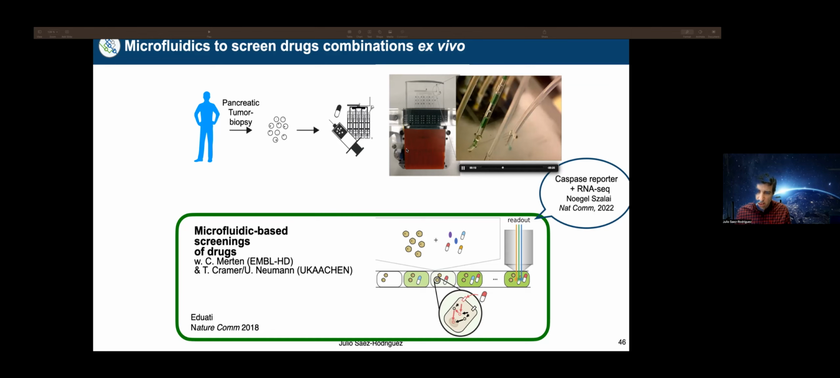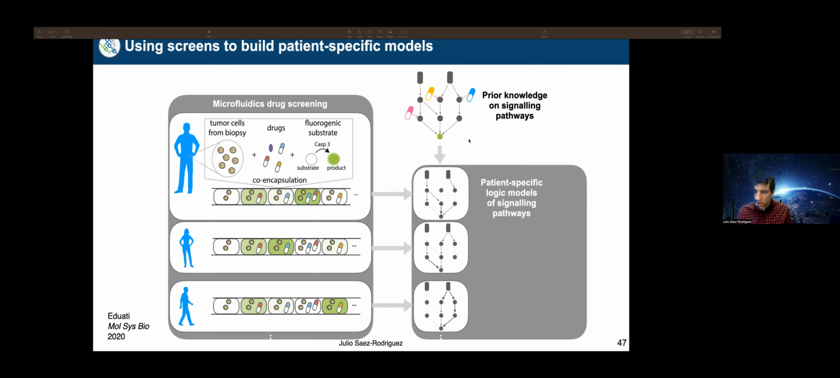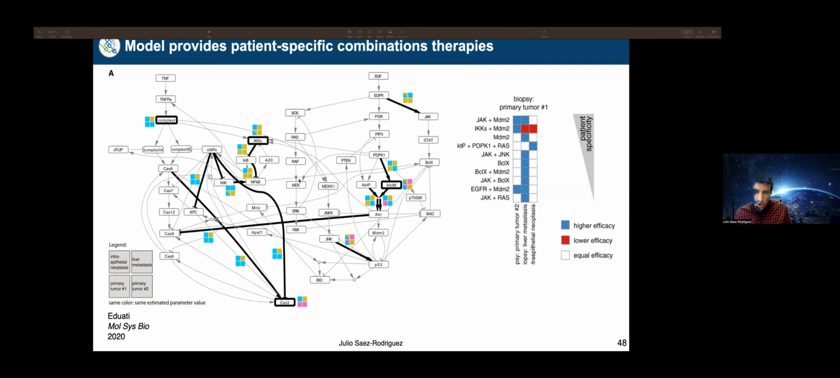You can use that data in the same way as we saw before, to build logic models. And again, it's the same trick. For each of the patients, we have different drug response data, we have prior knowledge, and by training the knowledge to the data, we can build patient-specific logic models. And this is the underlying model in some more detail. In that case, our readout was activation of caspase 3 down here in the network. The model is constrained around the pathways upstream of it. But still, we could use it to build these logic models.